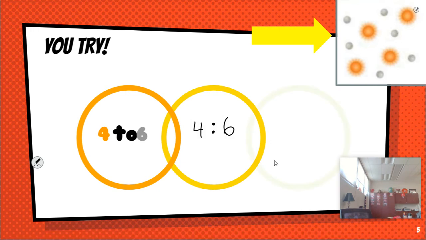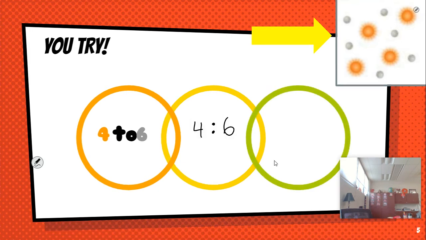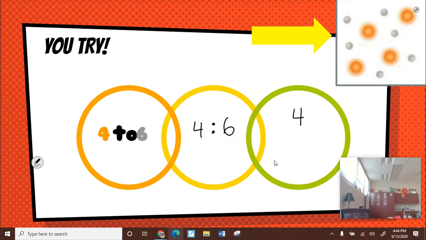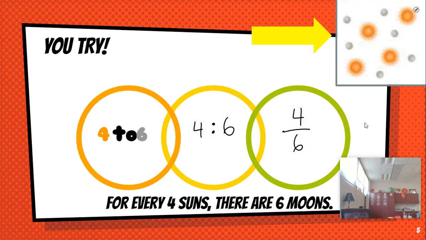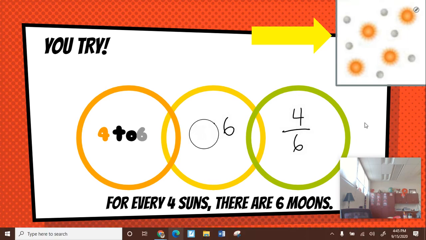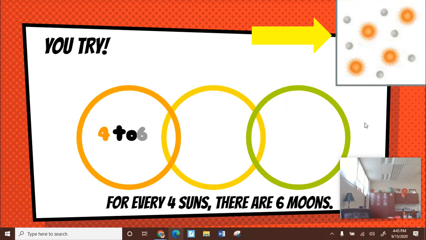All right, and you should know by now the last way we're going to use a fraction. So I'm going to say for every 4 suns, I'm going to have 6 moons. Again, this is how you say it out loud: for every 4 suns, there are 6 moons. Keep that in mind. So those are the three different ways that I can write ratios.